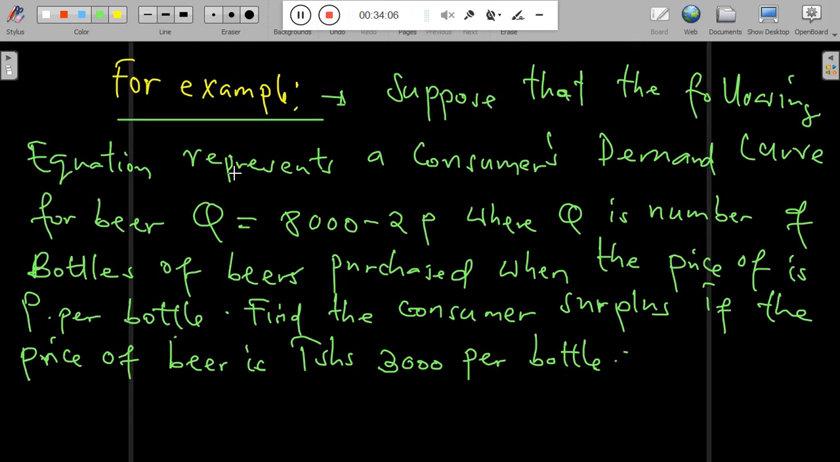For example, suppose the following equation represents a consumer demand curve for beer: Q is equal to 8,000 minus 2p, where Q is the number of bottles of beer purchased when the price is p per bottle. Find the consumer surplus if the price of beer is 3,000 Tanzania shillings per bottle. So you are provided 3,000 Tanzania shillings per bottle as a price, and we have the demand curve, Q equals 8,000 minus 2p. We are required to calculate the consumer surplus.